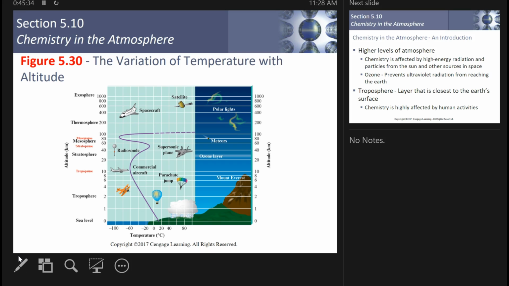In the exosphere, you're going up 1,000 kilometers above sea level. You don't have enough oxygen there. Oxygen decreases as you move up. The ozone layer is within the stratosphere. The ozone layer is what filters out UV radiation coming in.